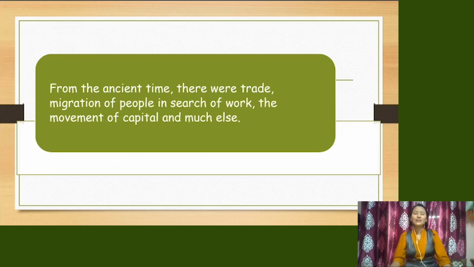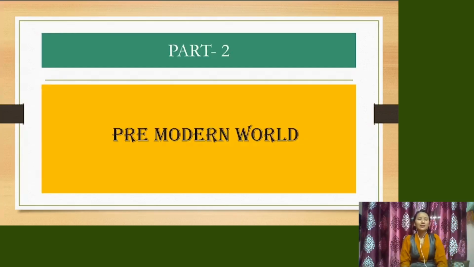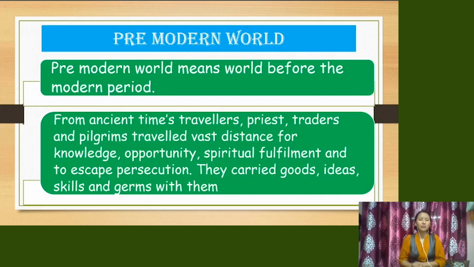Now in the second lecture, we will discuss the pre-modern world. Welcome to the second lecture of the chapter, The Making of Global World. In this class, I'm going to discuss a very important topic called the pre-modern world. Pre means before, so pre-modern world means a period before the modern world came into being. Here we will be mainly talking about the ancient period.